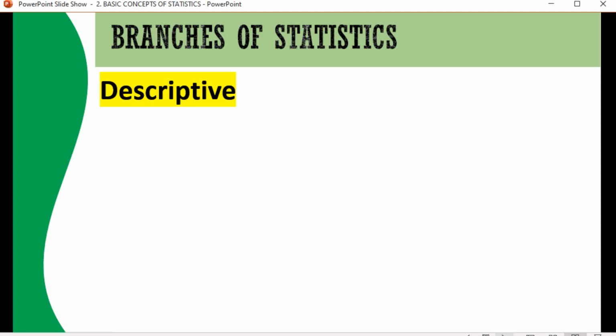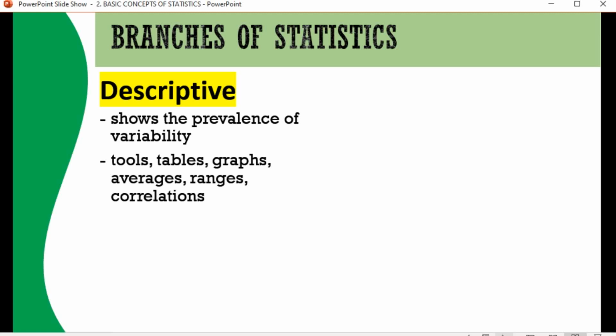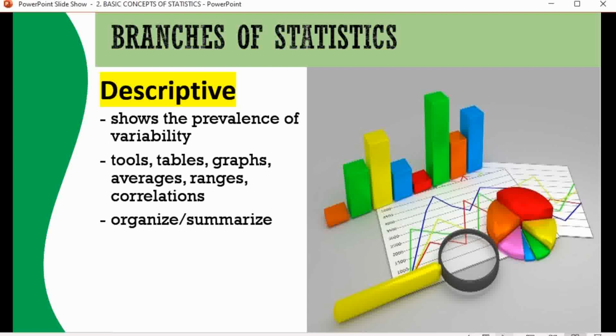From the word describe, what we do here is we try to represent data, describe data using the population. Oftentimes, this shows the prevalence of variability. When we talk about variability in statistics, this is what is different from the norm. In descriptive statistics, we have tools: tables, graphs, averages, ranges, and correlations to use. In other words, we try to organize and summarize data.